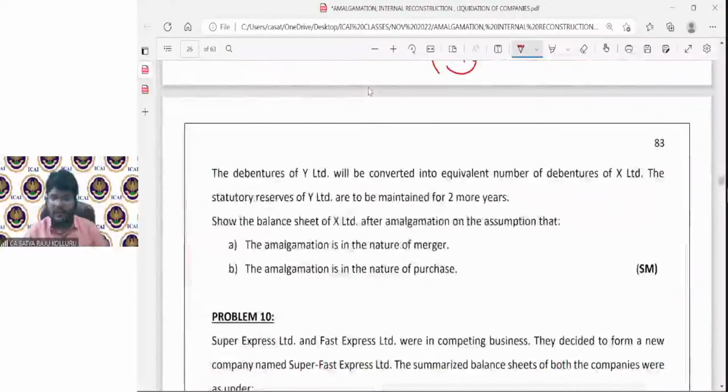First, let me check the further information. The debentures of Y Limited, that is the debentures of the selling company, will be converted into an equivalent number of debentures of X Limited, because after takeover of assets and liabilities of the selling company, we should cancel the selling company's debentures and issue our own company debentures. Sir, how I should need to cancel the debentures of the selling company, sir? You should cancel with the face value only, because there is no change in the face value.